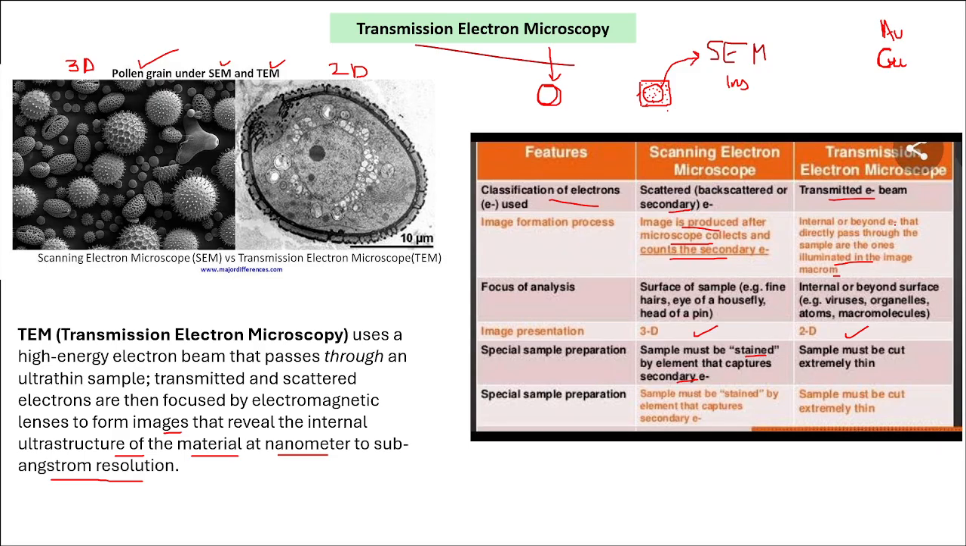But in case of transmission electron microscopy, the sample must be cut extremely thin. Actually, if you are talking about nanoparticles, you don't have to do it because you get TEM grids. There are very small size TEM grids available. You simply put your sample on it, it will be stained, you dry it, and then you can simply visualize it. So, special sample preparation: the sample must be stained by an element that captures electrons, and the sample must be cut extremely thin. Same thing.